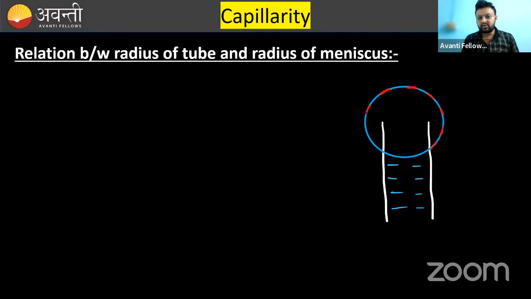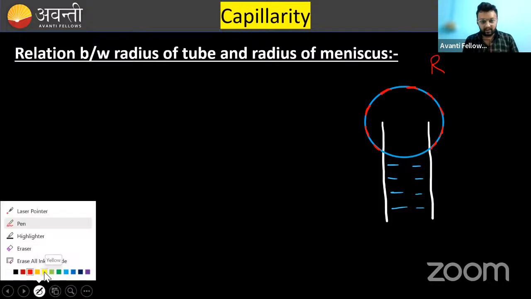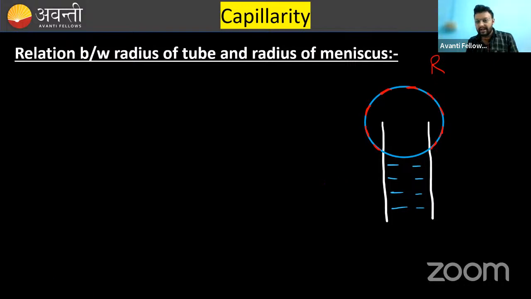Let's suppose the radius of the meniscus is capital R, and the angle of contact is theta. Let me draw some tangents. You have seen that at the point of contact, this is the tangent on the liquid surface, and this is the tangent on the solid surface. And this angle is going to be theta, the angle of contact. Till now, everything is clear.